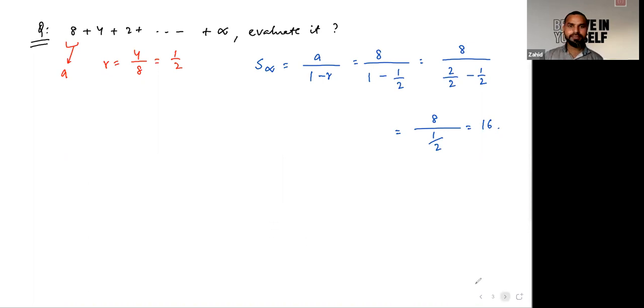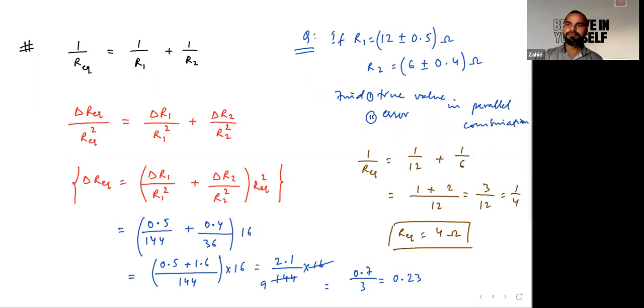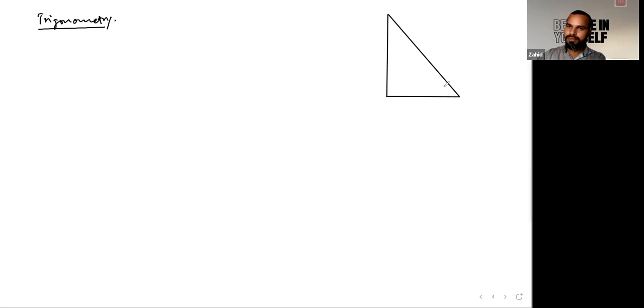So we have finished this series or algebra part. The next part is trigonometry. In trigonometry, you must have learned in your class 10th about some trigonometric ratios. It simply defines the relation between angle and corresponding sides of any triangle. The simplest triangle is the right angle triangle, so we mainly start with it.